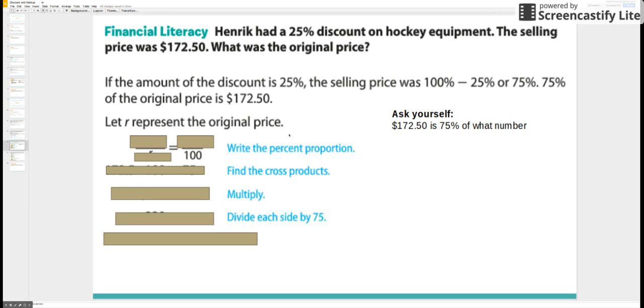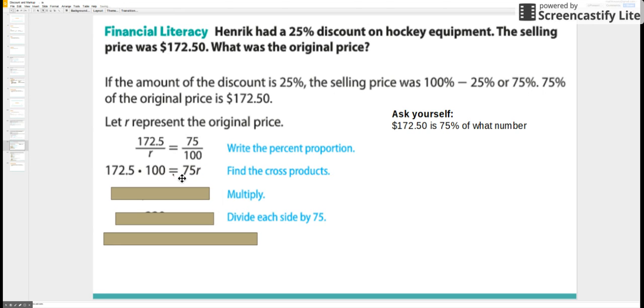Your job is to figure out what that original cost was. So you can ask yourself, $172.50 is 75% of what number? Right here, this is screaming for a proportion, so we are going to do the percent proportion here. $172.50 is, so that goes at the top, 75%, 75 goes at the top, of what number? You have a variable. Now you can cross multiply and solve.